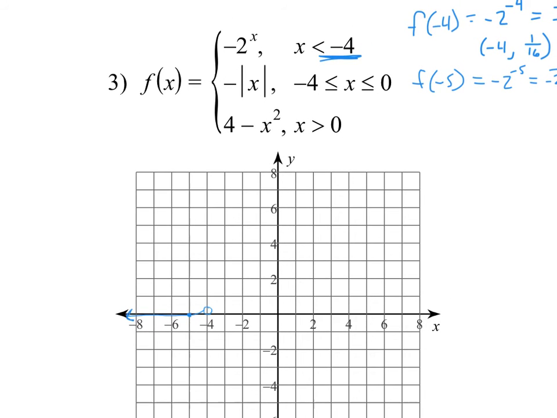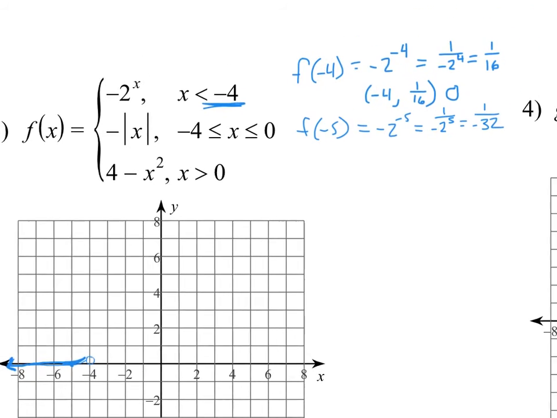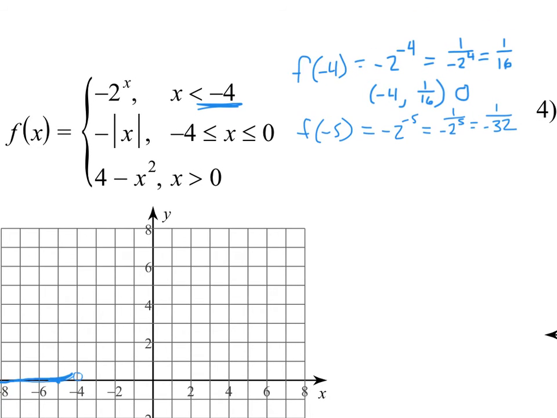So just know that this line, as your numbers get smaller and smaller, so as you get to like -6, -7, you're just going to get closer and closer to 0. So we can just put that line on 0. Okay, now we go to the second part. So we're going to plug in -4. So we have the negative absolute value of -4, which is just -4.